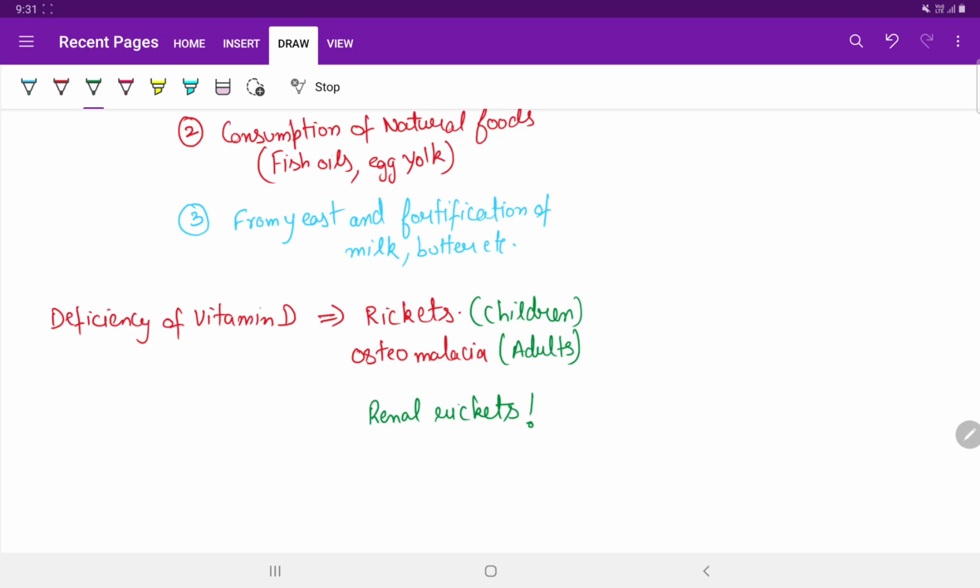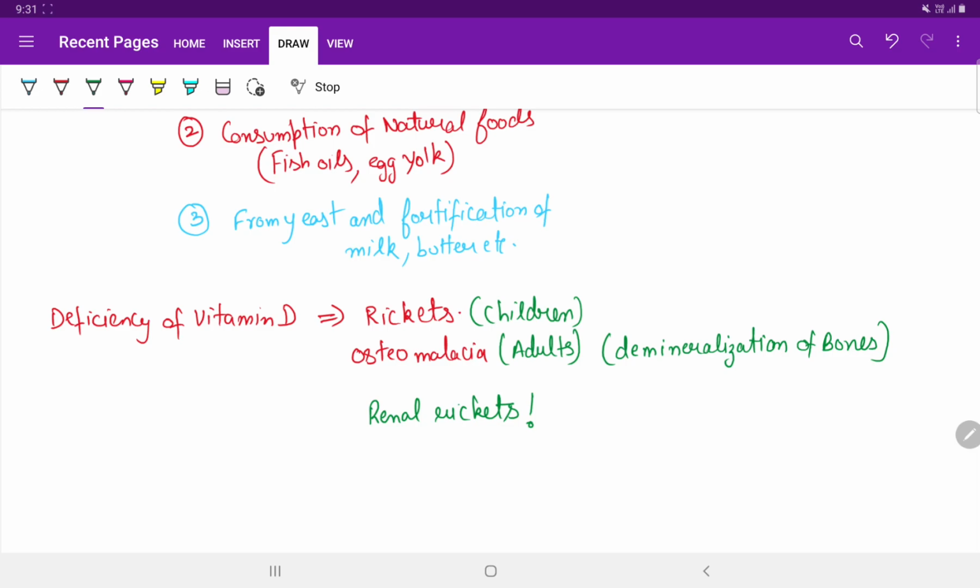But in case of osteomalacia, also known as adult rickets, the demineralization of bone occurs and bones become softer, increasing their susceptibility to the fractures. So this is the problem that is occurring due to demineralization. The bones become softer and they are more susceptible to the fractures.